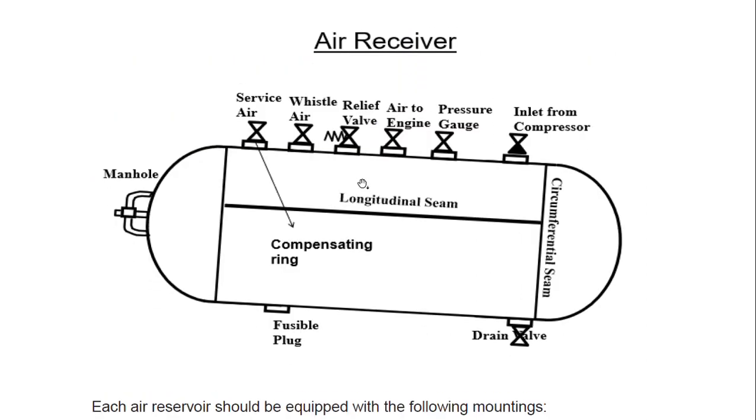Now this is the air receiver that you are seeing. This can be a separate question: what are the safety arrangements on an air bottle or an airline system, as well as what are the mountings on an air bottle or air reservoir. So you see your manhole door for inspection, fusible plug, drain valve, circumferential seam, longitudinal seam. We have service air, relief valve, air to engine, pressure gauge, inlet from compressor. So that is also coming here.